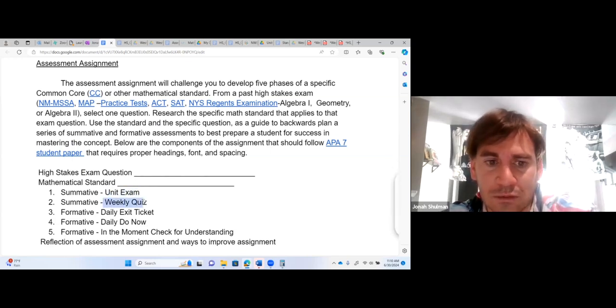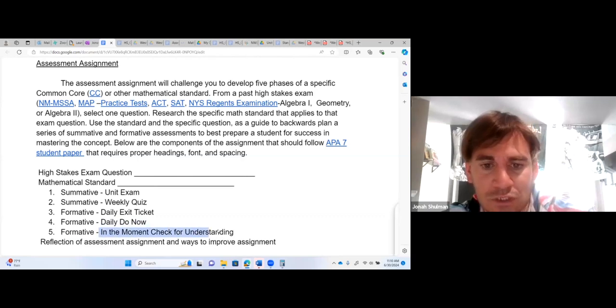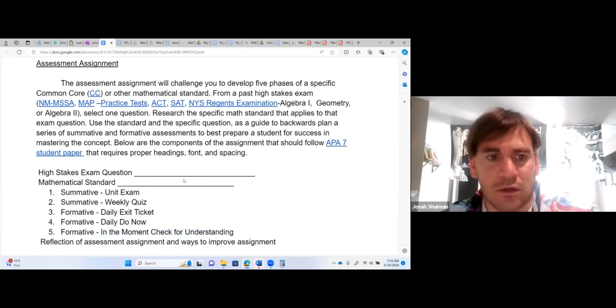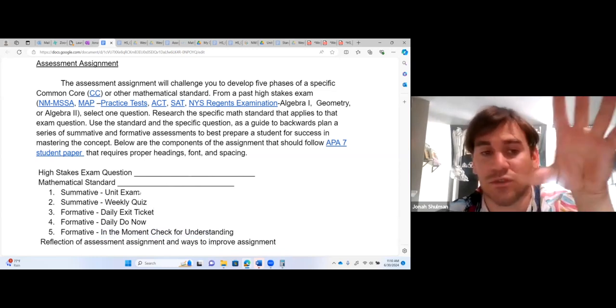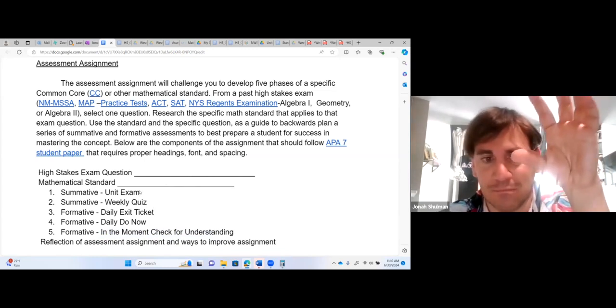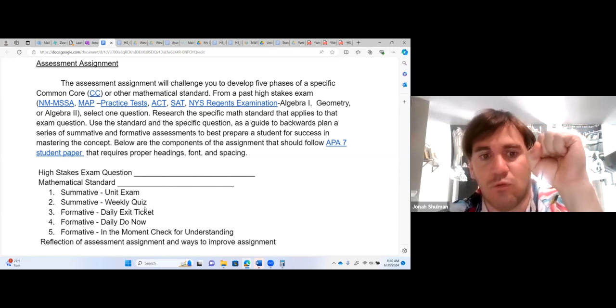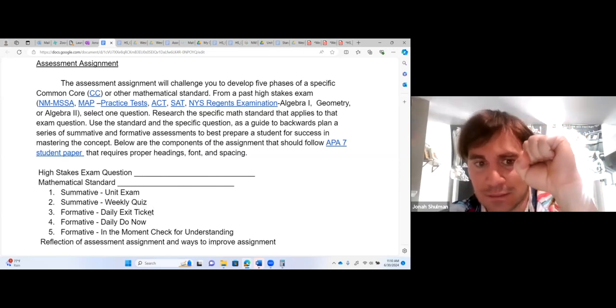Are you going to do a weekly quiz for that? Are you going to do a daily exit ticket for that? Are you going to do a daily do now for that? And are you going to do an in the moment check for understanding? So how can we take the test question, the final exam question that meets that standard? What would the weekly quiz look like? What would the end of that lesson look like?